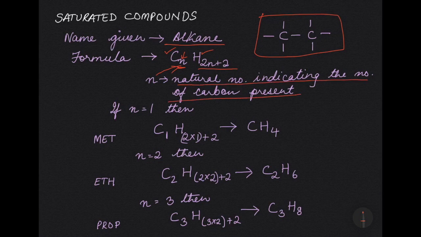Since it is a saturated compound, that is, all the four valencies of carbon are satisfied by a single covalent bond, the number of carbon can be 1. So if there is one carbon atom, according to the general formula, we have C1H(2 into 1 plus 2), so we have CH4. That means if n is 1, the name given to it will be meth. So this is methane.